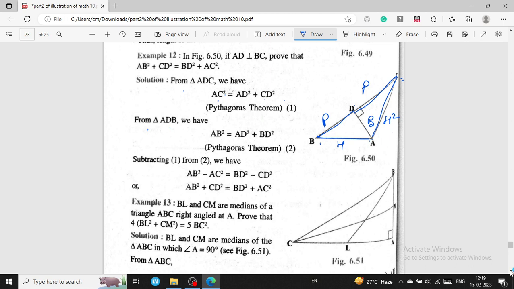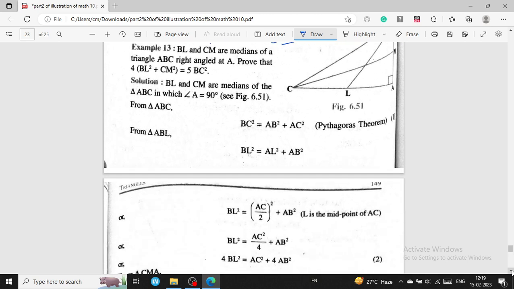From the first and second equations, when we subtract the first equation from the second equation, we will find AB square minus AC square is equal to BD square minus CD square, because AD square cuts with AD square. AB square minus AC square is equal to BD square minus CD square. So AB square plus CD square is equal to BD square plus AC square. This is proved. We have to prove this. Interchange the signs and places.